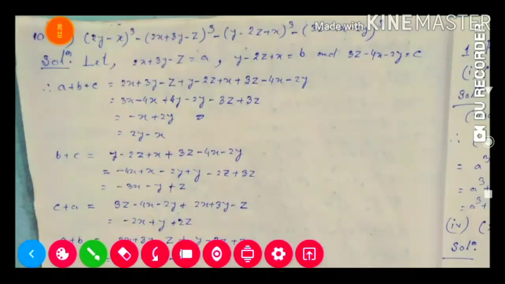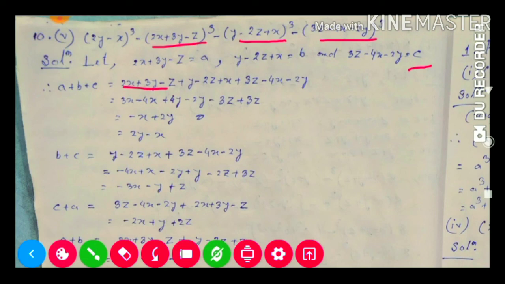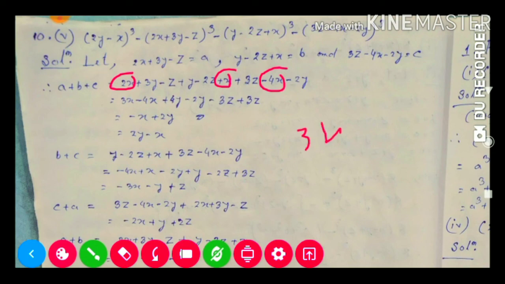Question number 10.5. See this question. In this question, there are only 2 terms in 2y minus x whole cube, and this one has 3 terms, this one also 3 terms, this one also 3 terms. So this one we are considering as a, this one as b, and this one as c. Now if we add a plus b plus c, a value plus b value plus c value. Now see, here it is 2x plus 2x, then plus x, then minus 4x. So 3x minus 4x will be minus x.